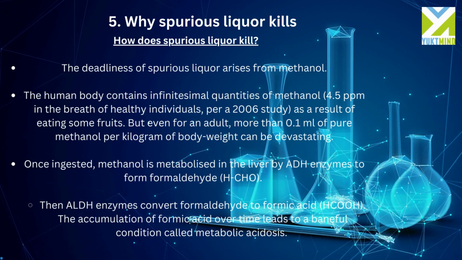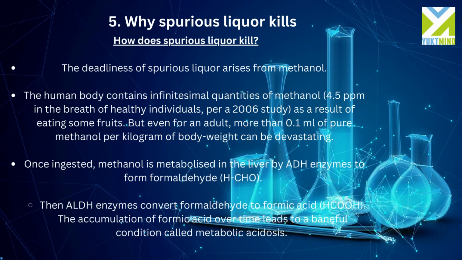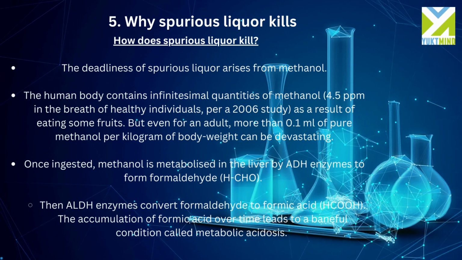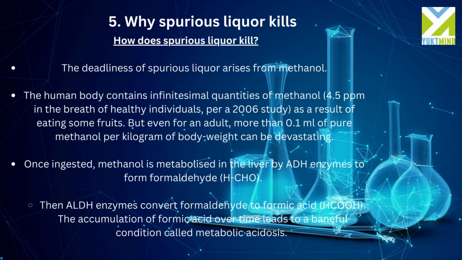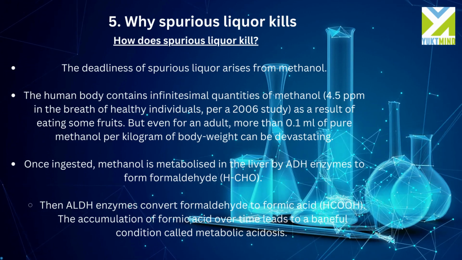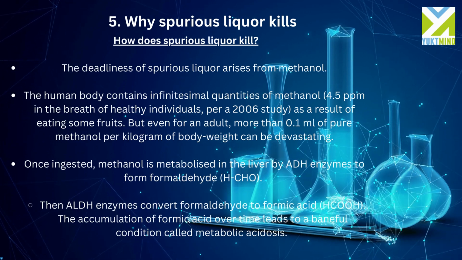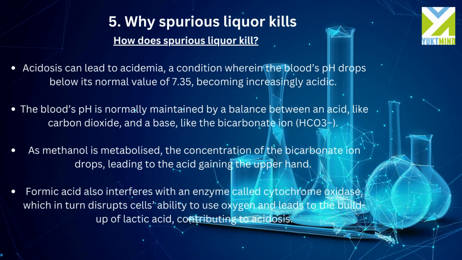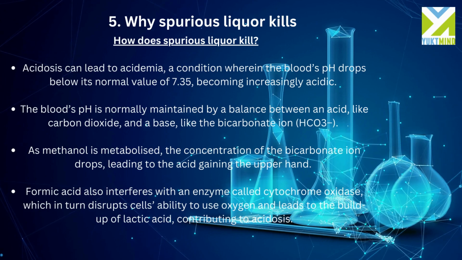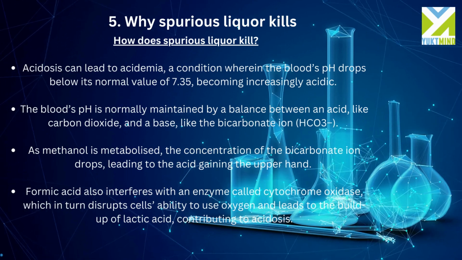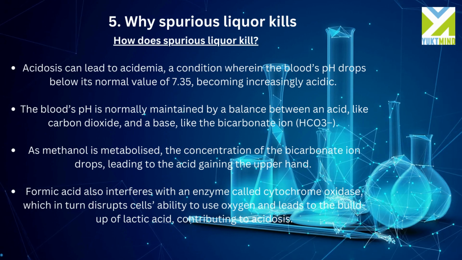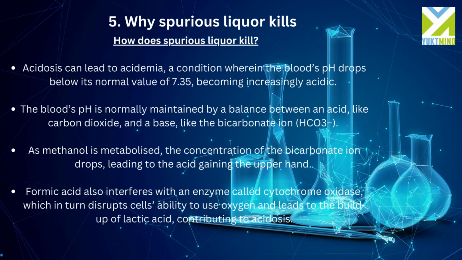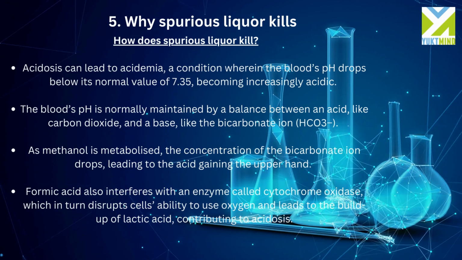Once ingested, methanol is metabolized in the liver by ADH enzymes to form formaldehyde. Then ALDH enzymes convert formaldehyde to formic acid. The accumulation of formic acid over time leads to a painful condition called metabolic acidosis. Acidosis can lead to acidemia, a condition wherein the blood's pH drops below its normal value of 7.35, becoming increasingly acidic. As methanol is metabolized, the concentration of the bicarbonate ion drops, leading to the acid gaining the upper hand.